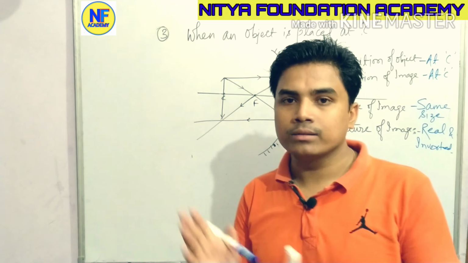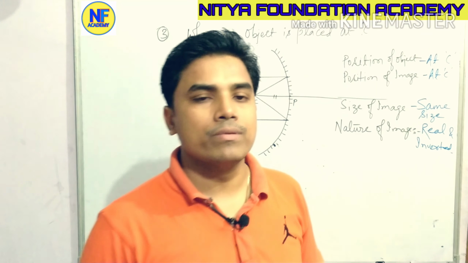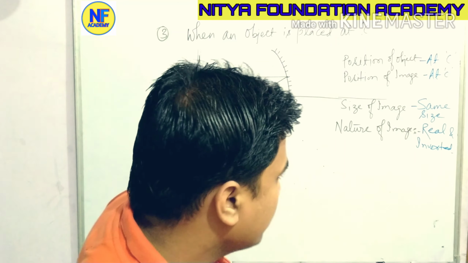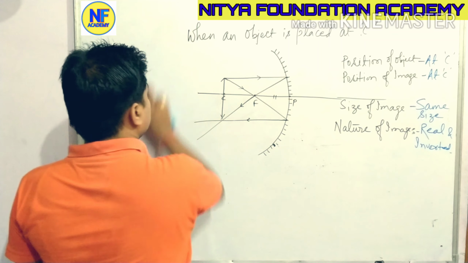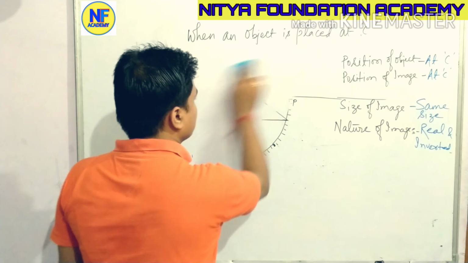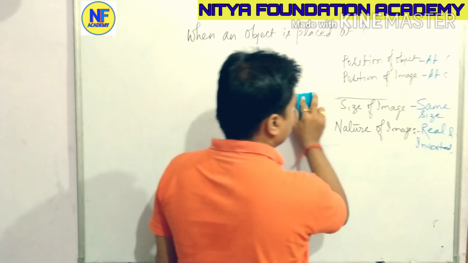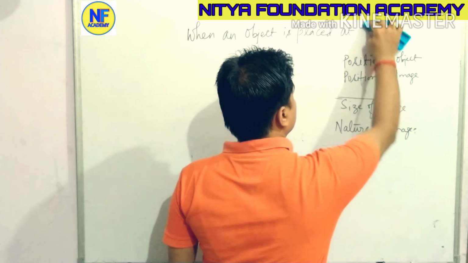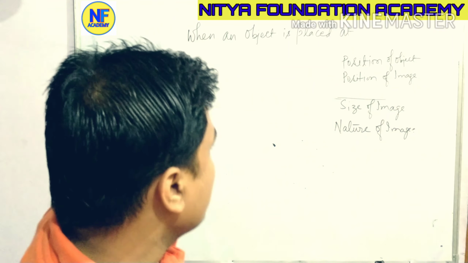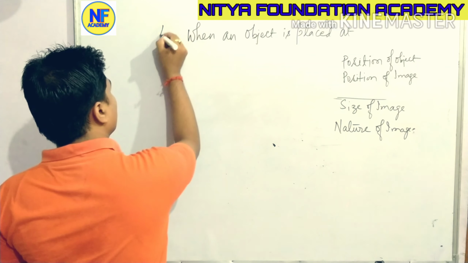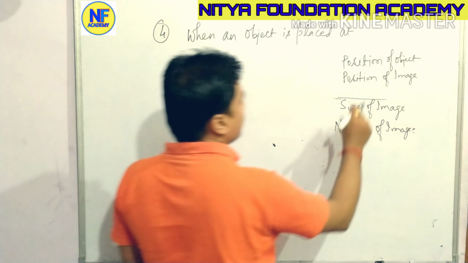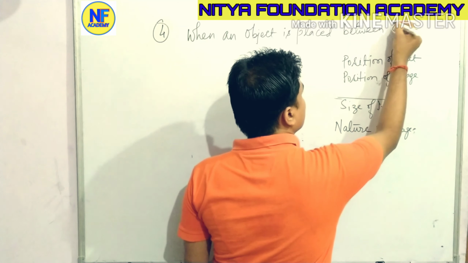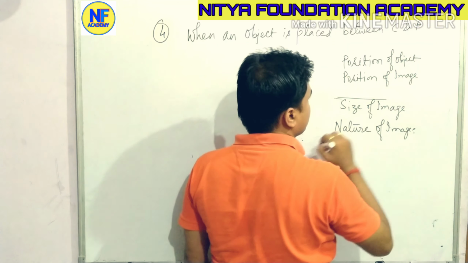I hope you have understood these three image diagrams. Now we will move to the fourth image diagram, that is prepared in a concave mirror. So students, the image which is forming here, that is the fourth image, when an object is placed between C and F. As you know that C is the center of curvature and F is the focus.